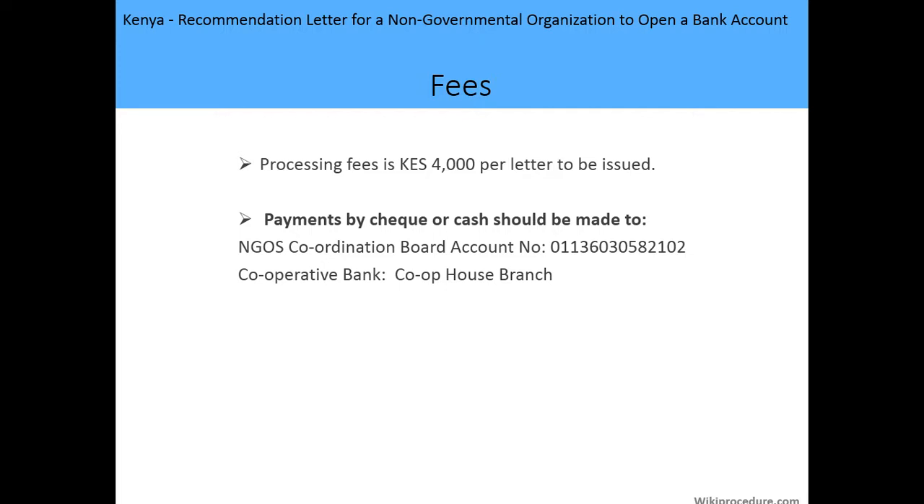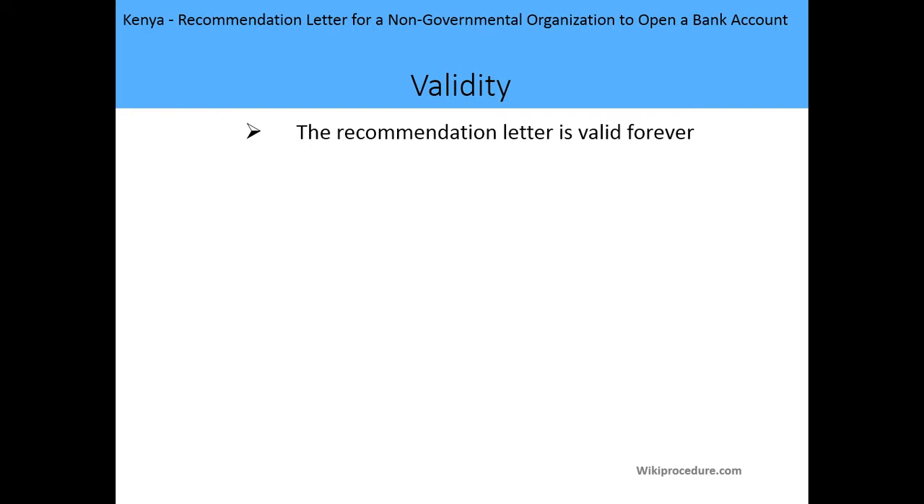The processing fee is 4,000 per letter to be issued. So if you want to open 4 bank accounts, you need to pay 16,000, for you'll be issued with 4 letters, and you need to make 4 requests. So it's 4,000 per letter to be issued, and the payments by check or cash should be made to the NGO Coordination Board account, which you've already mentioned here, and which is located at the Cooperative Bank Coop House branch. And the recommendation letter is valid forever.